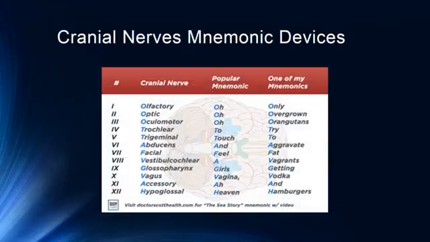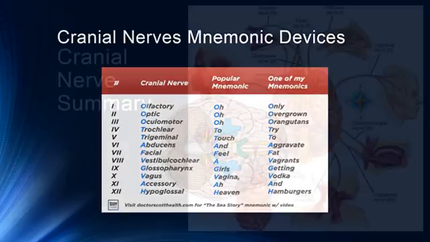There are some mnemonic devices for remembering the 12 cranial nerves. Whichever of these works best for you, you can try to use them. These are from a website I found that allows you to remember these in their order. So if you find that helpful, that's there for you.